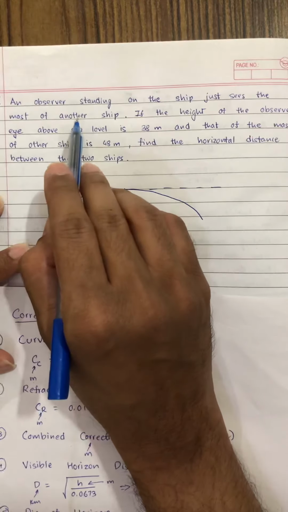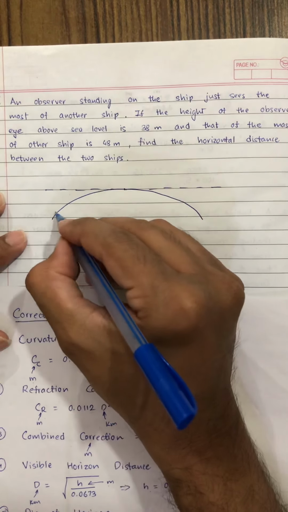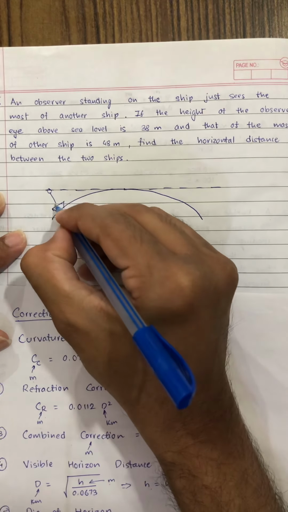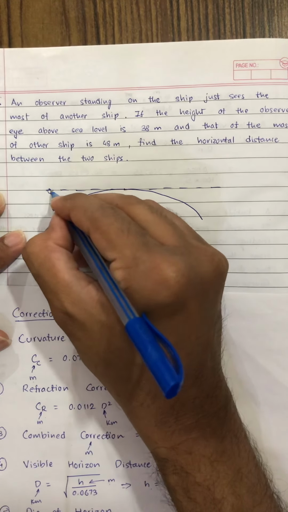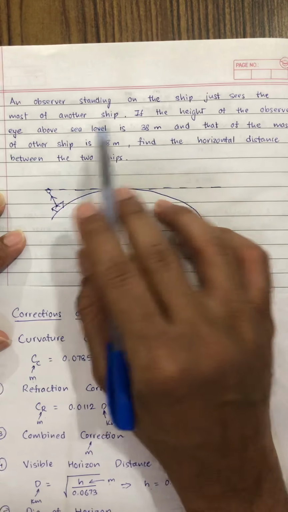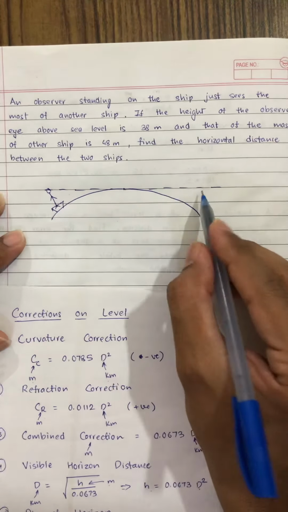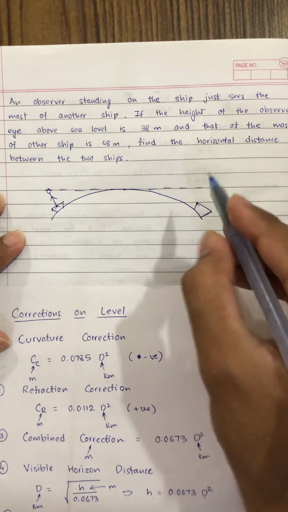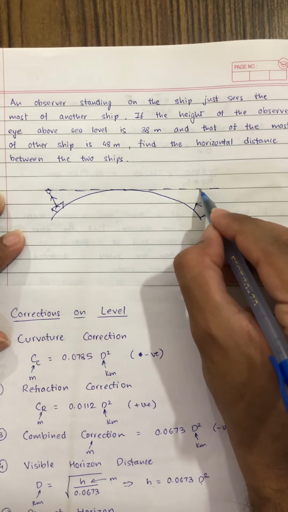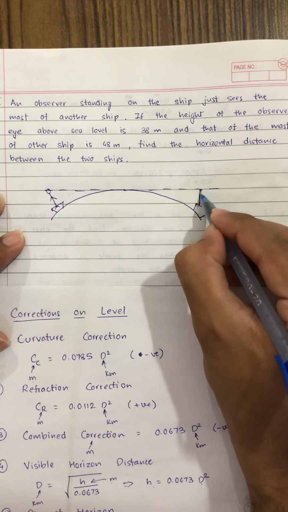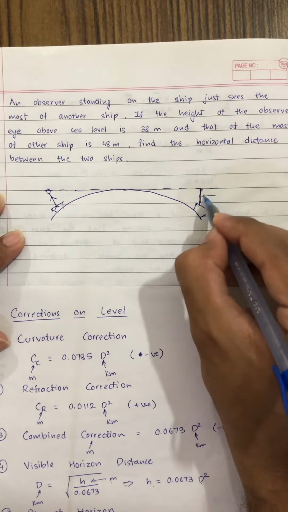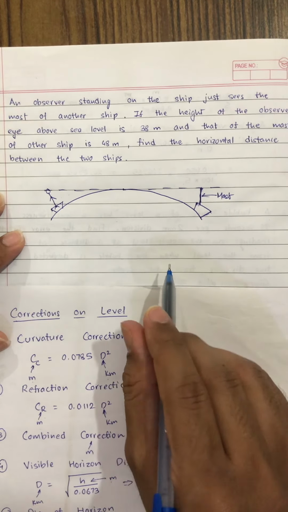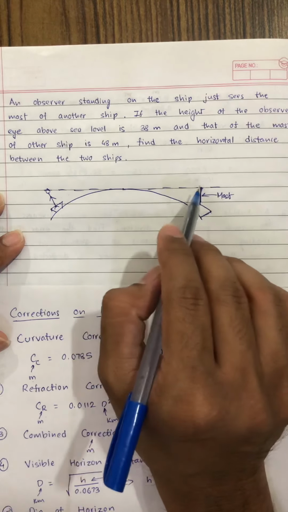What it is saying is an observer standing on a ship. Suppose this is a ship, and one observer is standing over here. He just sees the mast of another ship. So here there is another ship, and this is the mast or any post of that ship.